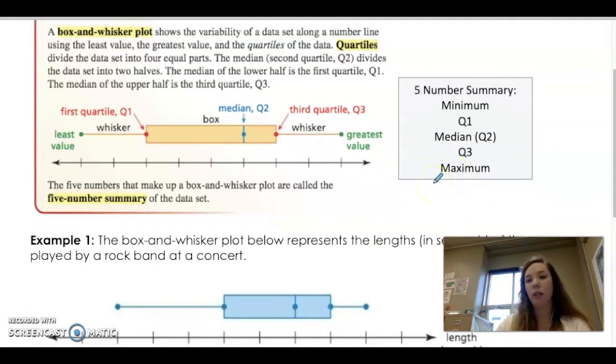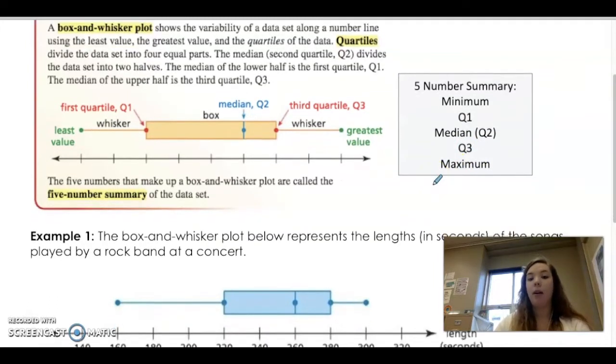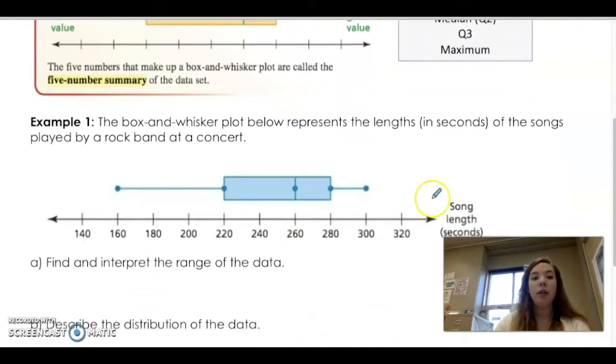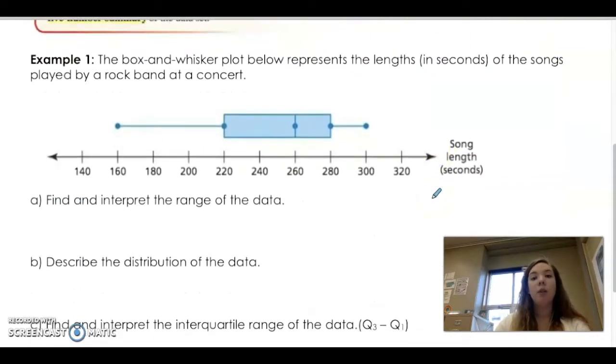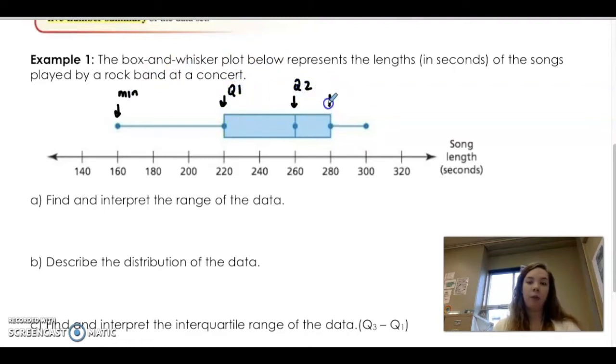So first we're going to look at some examples where the box and whiskers are already made for us. So here it says example 1, the box and whisker plot below represents the lengths in seconds of the songs played by a rock band at a concert. Okay, so this first one right here, this is our minimum. This is quartile 1, quartile 2, quartile 3, and our maximum. Okay, that's how a box plot is laid out.